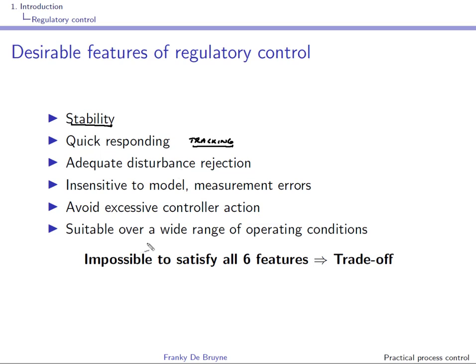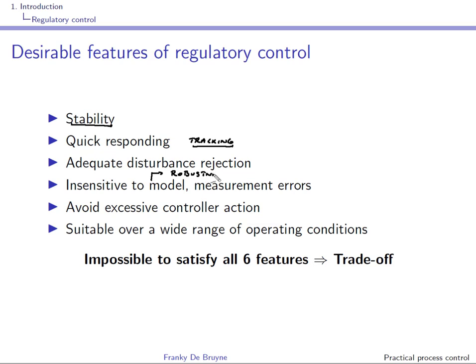You have to be insensitive to model and measurement noise. So this means that if the process, for instance, changes a bit, well, the process controller should still be able to control the system with adequate performance. And this is sometimes called robustness.